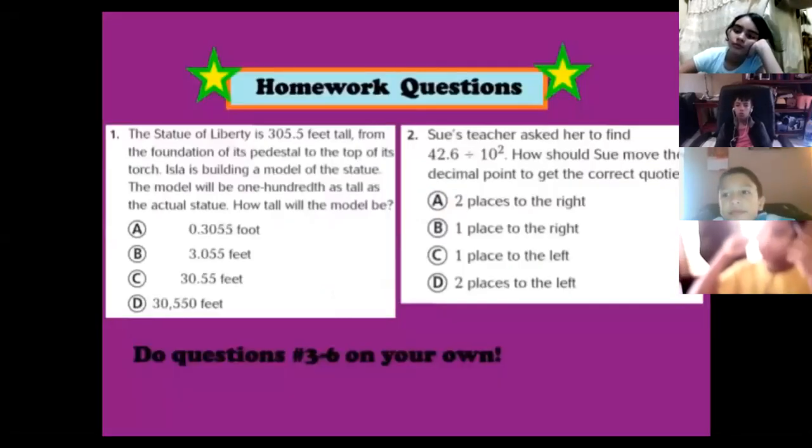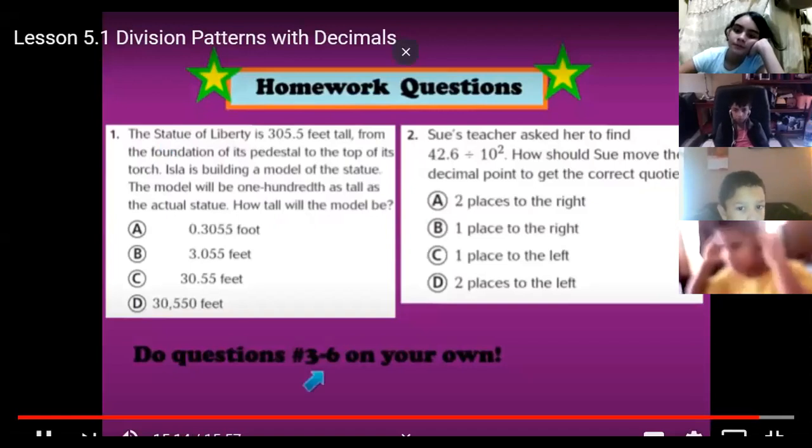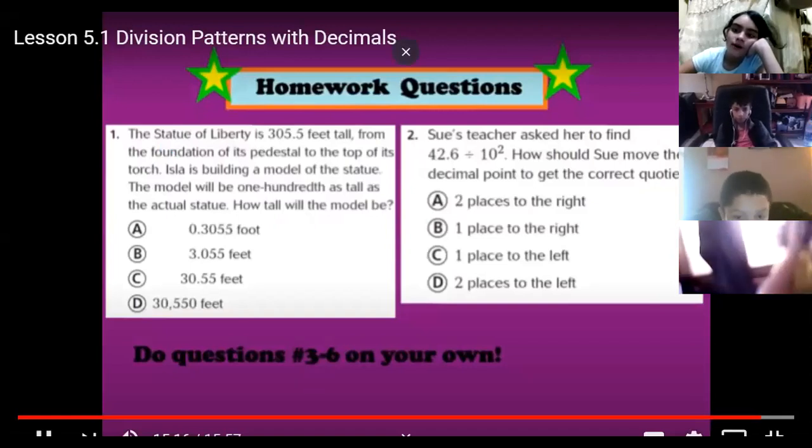Now, let's take a look at our homework questions for tonight. I would like you to complete question number 1 and question number 2, as well as numbers 3 through 6 found on page 102 in your Go Math workbook.